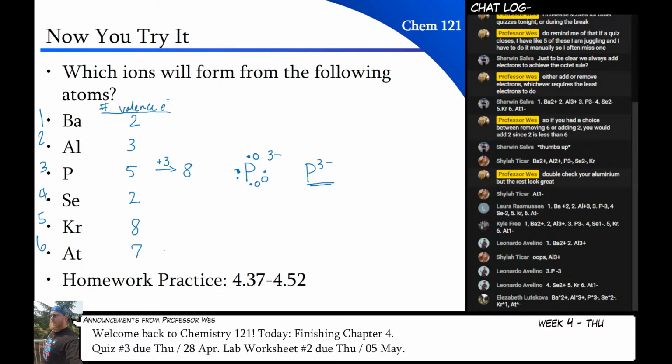And then down here for astatine, to get to 8, I have to give it an electron. So astatine would look like this. 1, 2, 3, 4, 5, 6, 7. And then I have 1 extra electron that I add there for that.